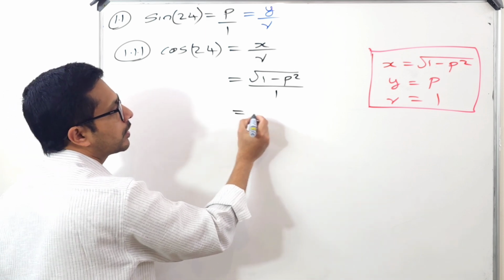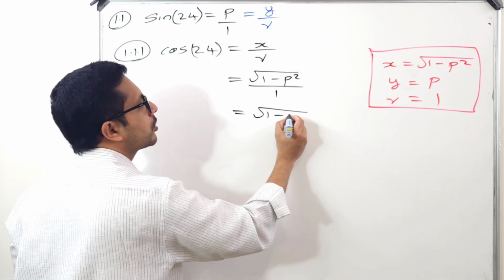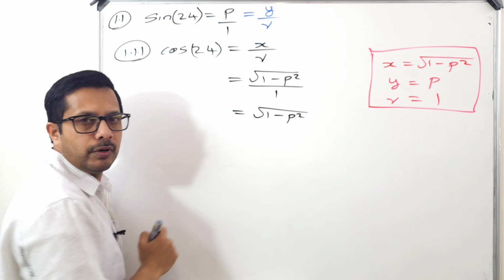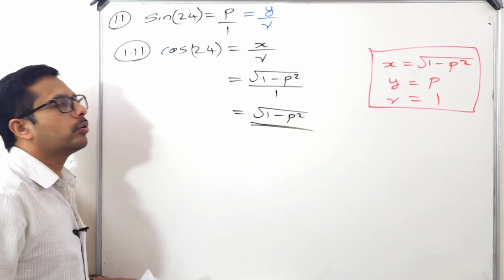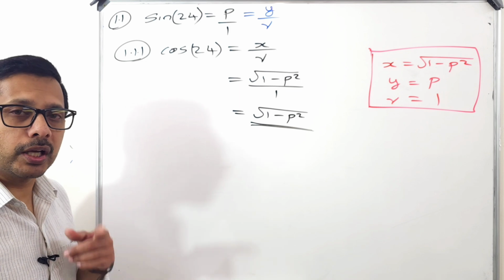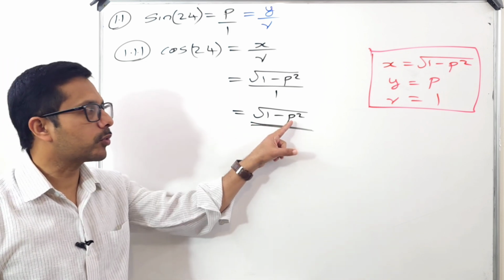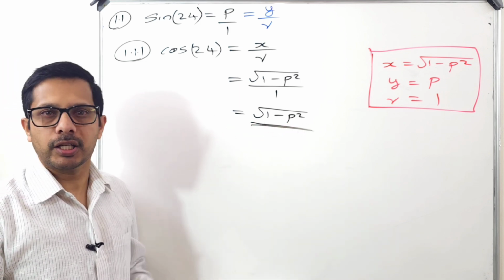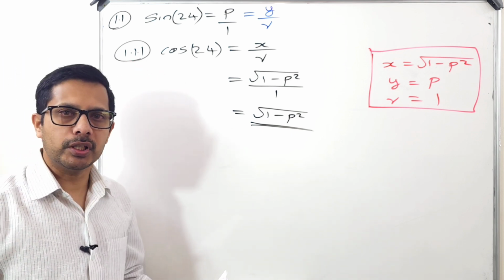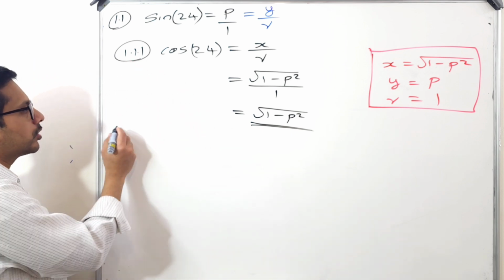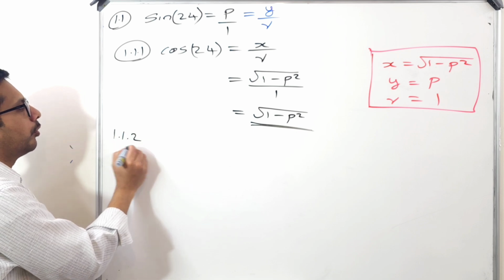So square root of 1 minus p square divided by 1, is it not the same as square root of 1 minus p square, because there is no need to write it divided by 1. Okay, so our answer is square root of 1 minus p square. Don't forget, they want the answer in terms of p. Is it not our answer in terms of p? Yes. So that is question number 1.1.1. Now let's move to the next question, question number 1.1.2.